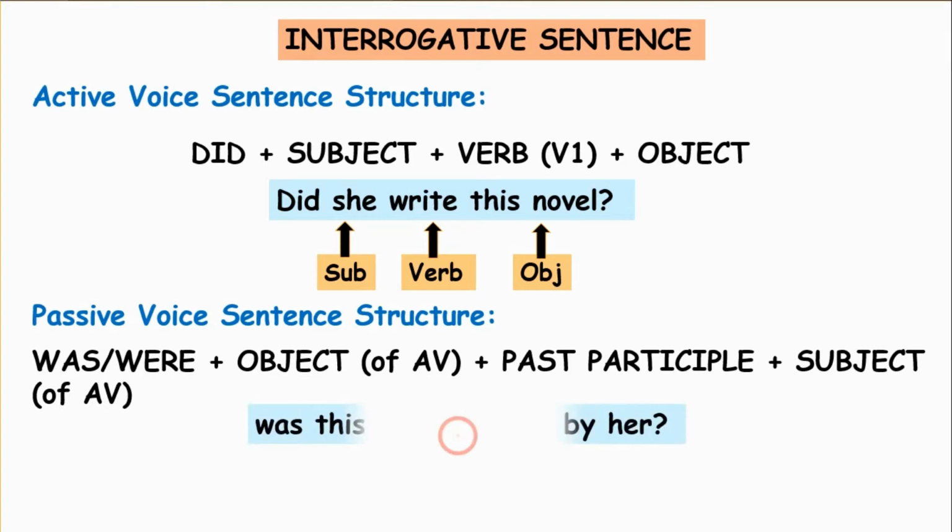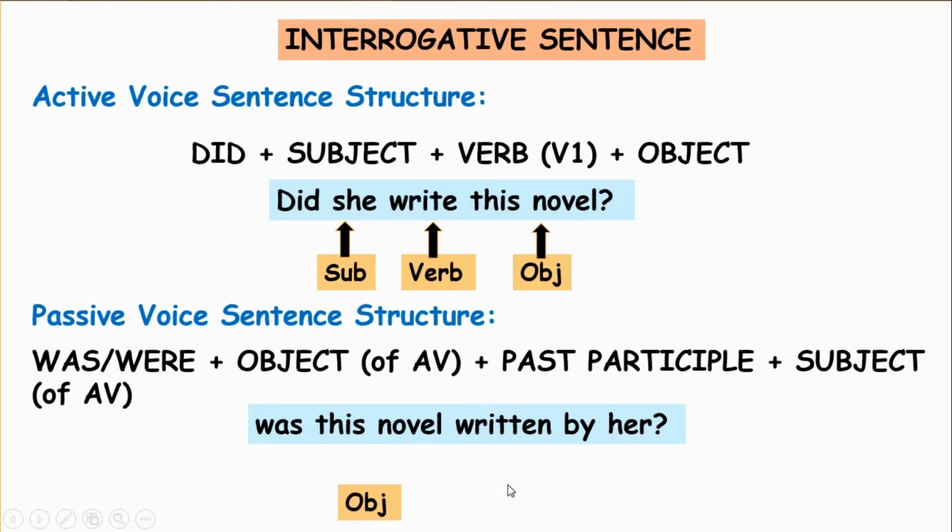Okay, now let us look at the sentence. Was this novel written by her? Was plus object of active voice, that is this novel, plus past participle V3 written plus subject of active voice, that is she. She has become its object. Objective form of she is her. Okay, so this is the structure of passive voice.